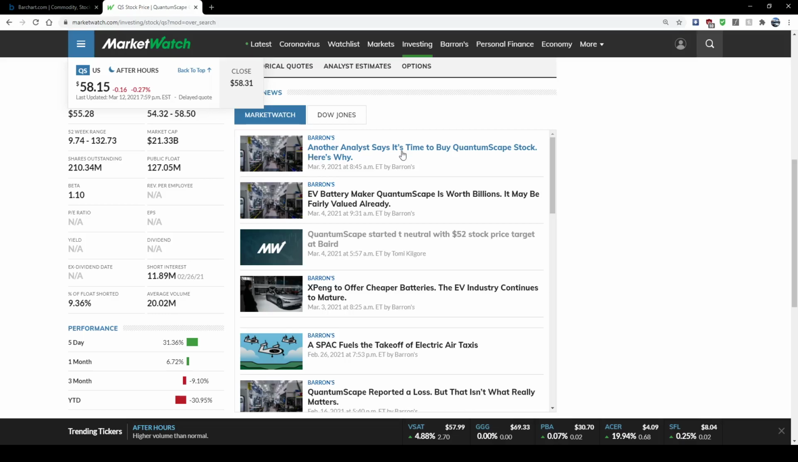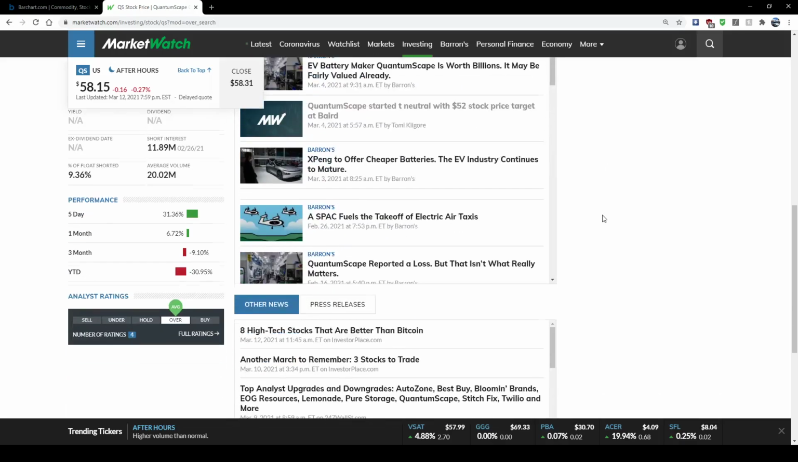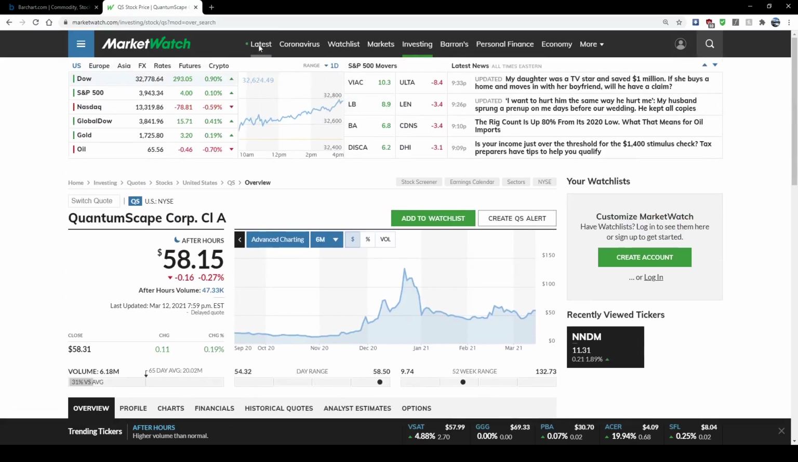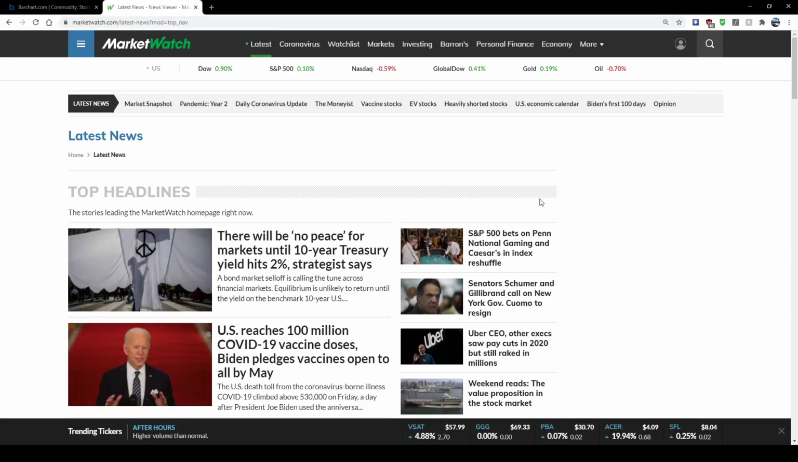So say here's another analysis saying it's time to buy. It's just something to consider when it comes to looking at a stock. Overall, I think MarketWatch is a very strong website to have, and I believe they can also send you emails depending on certain stocks that you want to be watching. And overall, just a very easy way to keep track of news and overall how the market's been acting.